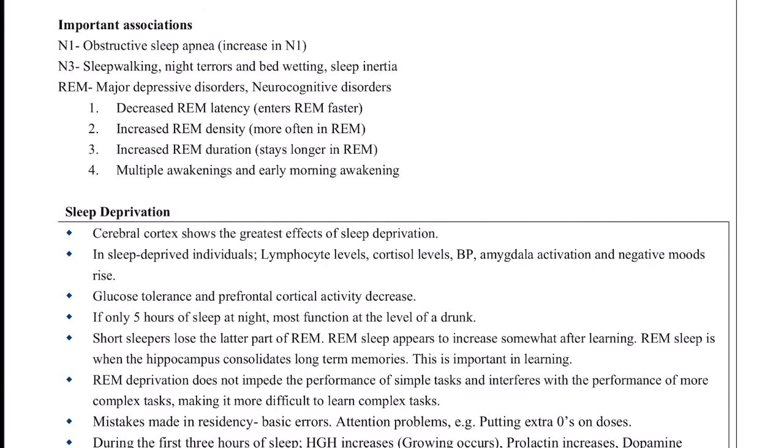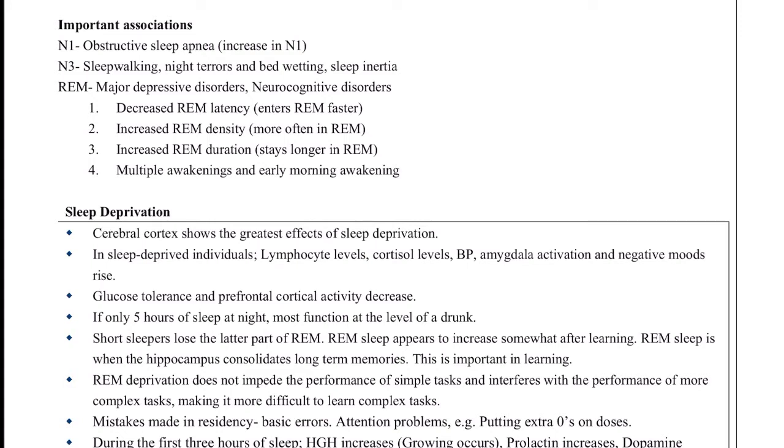There are some very important associations of the different stages of sleep, and this is something you need to memorize for USMLE, especially for Step 1. N1 stage is associated with obstructive sleep apnea. This is when the patient has difficulty breathing and there's a lot of snoring involved, and this is done in the respiratory chapters.